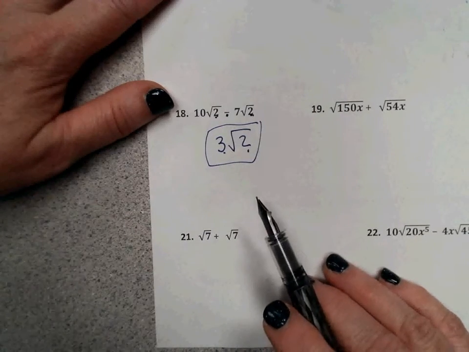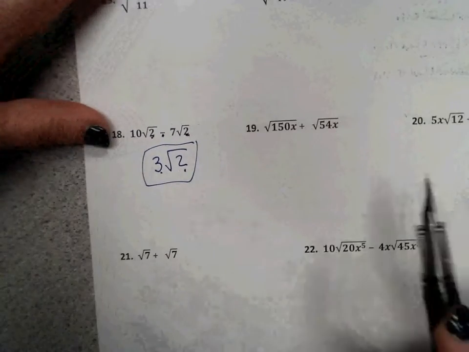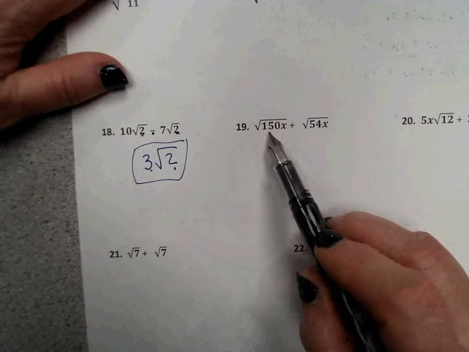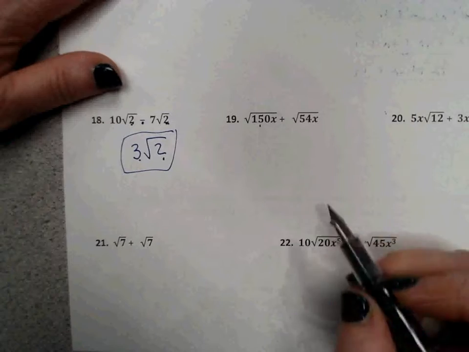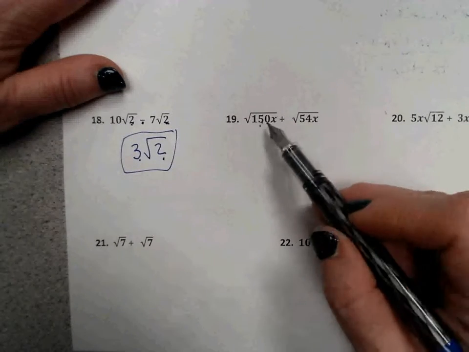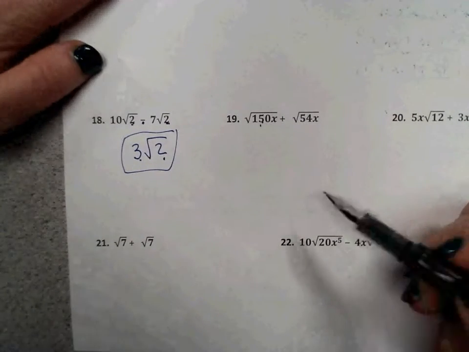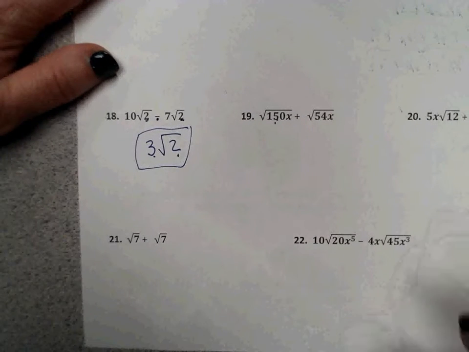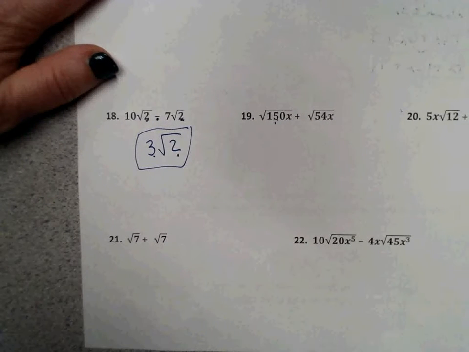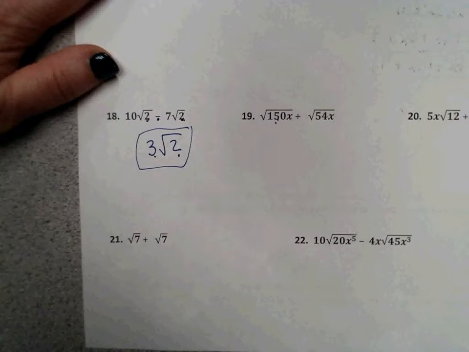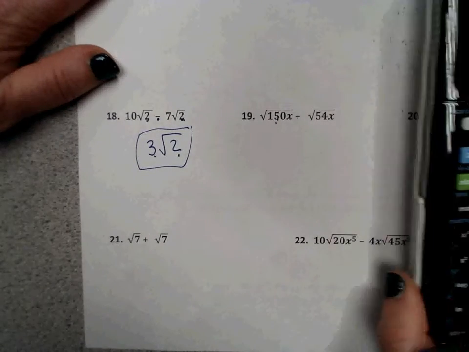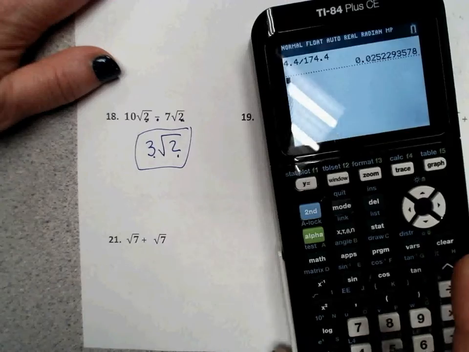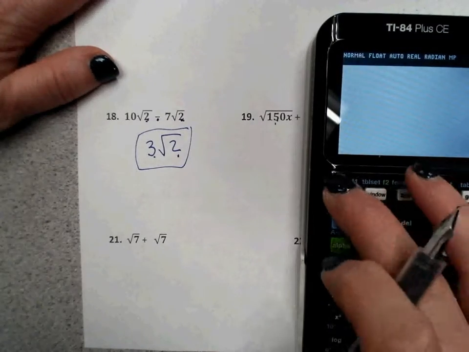This one was already broken down and ready to work. You can see when you look at number 19 that 150x is not the same thing as 54x. So on this one, you have to break both of these down, and once those are broken down, maybe there will be a match that you can combine like terms.